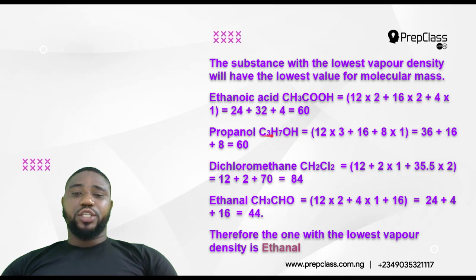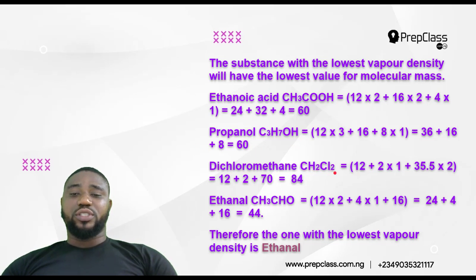Propanol is C3H7OH. So that is 3 atoms of carbon, 12 times 3, plus 1 atom of oxygen, which is 16, plus hydrogen is 7 here plus 1, 8 atoms of hydrogen, 8 times 1. So that gives us 36 plus 16 plus 8, and that's 60.